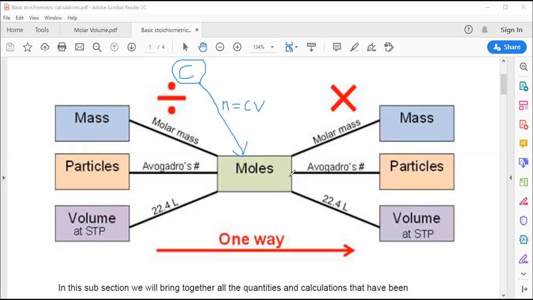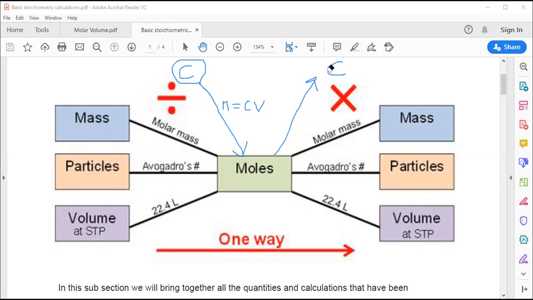When I come the other way, what am I going to do? For me to get concentration, I'm going to take the number of moles here and divide by the volume. Number of moles is equal to concentration times volume. Sorry, I don't need this. It is changed here.